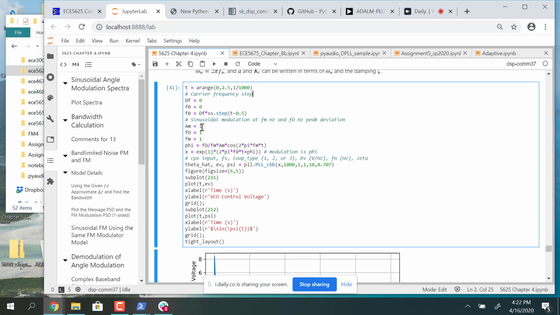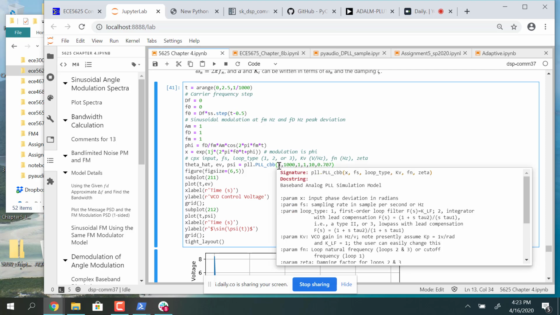The amplitude of the modulation is 1. The FD, peak deviation for the modulator, is 1. The FM is 1 in this case. And so here's my message, phi, directly FM or angle modulating the carrier, and here's the carrier, 2 pi times F naught times T plus phi. And then it goes into our complex baseband simulation, which is pretty much the same interface, like I said.